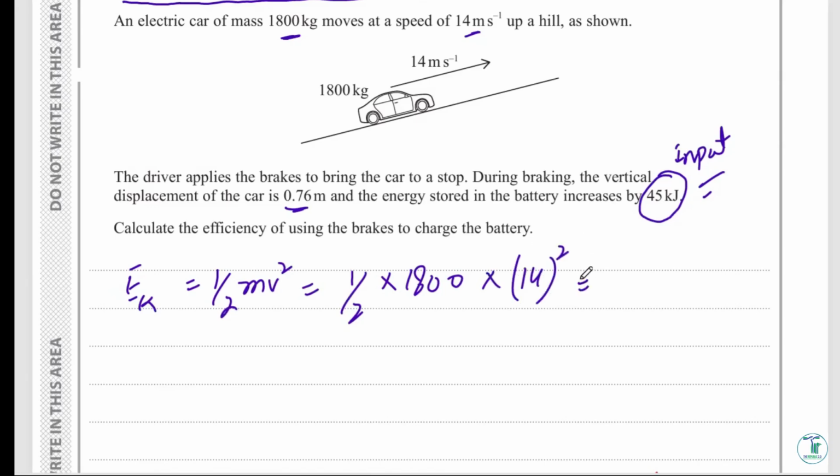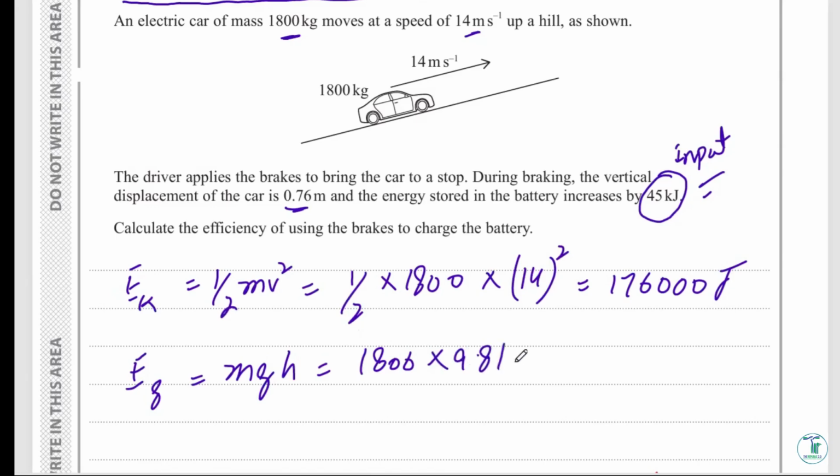After simplifying it down, you must have something like 176,000 joules. And whenever you're talking about the gravitational potential energy, it has to be mgh. The mass is 1800 times 9.81, and the vertical distance they covered was 0.76. You multiply them, and you would have something like 13,400 joules.